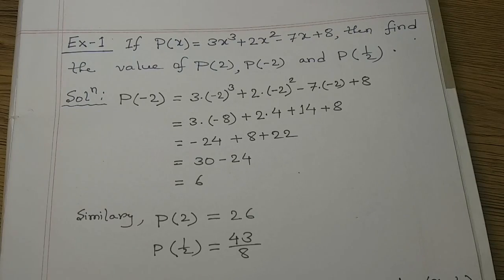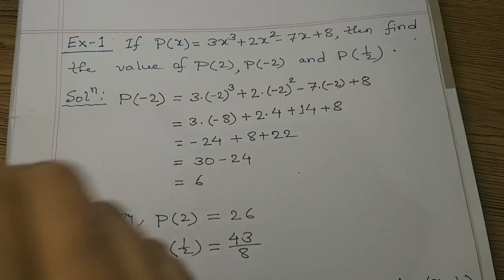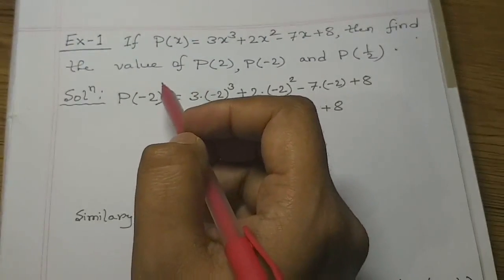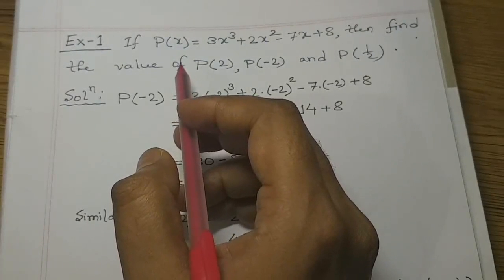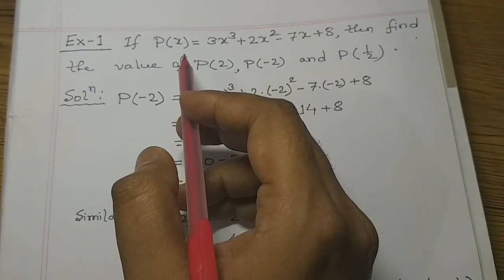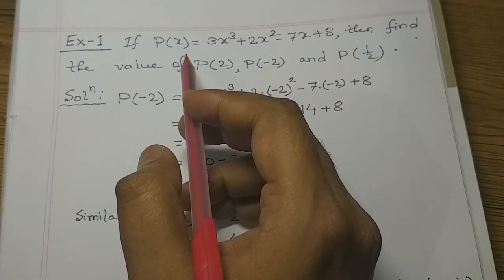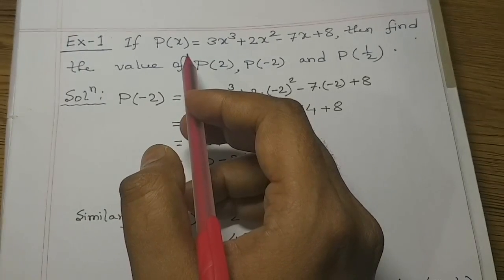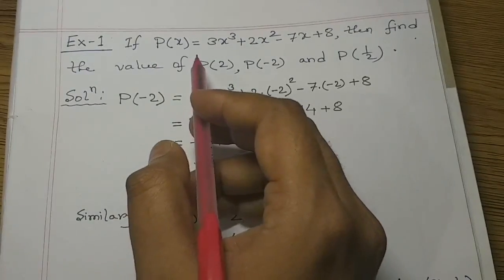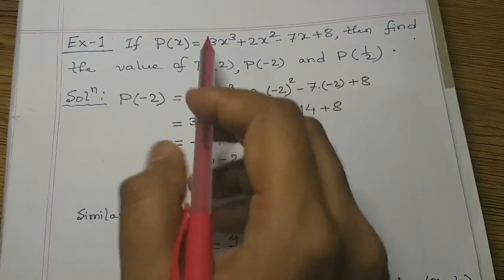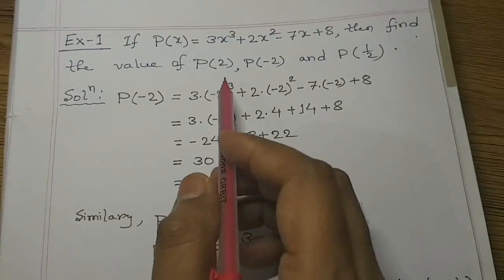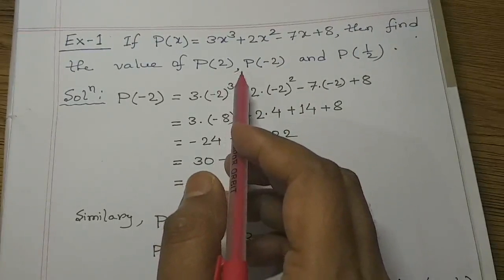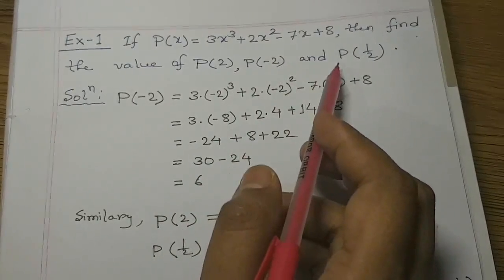In the previous class we discussed the basics of polynomials, the leading term, the degree of the polynomial, and the leading coefficient. Today we are going to discuss how to find the value of any polynomial of one variable for any specific value. If p(x) is a polynomial, then find the value of p(2), p(-2) and p(1/2).